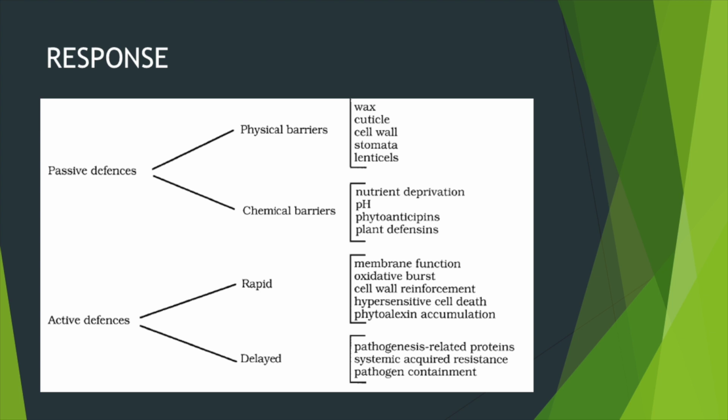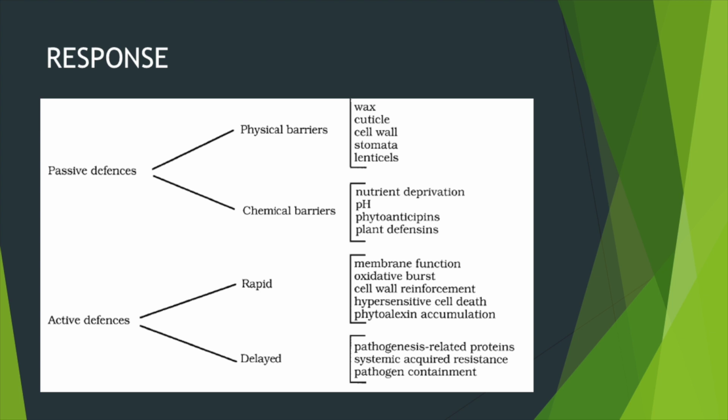The fourth one is accumulation of phytoalexins. I already mentioned phytoalexins are molecules or secondary metabolites that prevent the growth of the pathogen within the plant. So there will be accumulation of these phytoalexins and they will prevent the further growth of the pathogen. And coming to the delayed response, you have the production of certain proteins, known as PR proteins, pathogenesis related proteins.